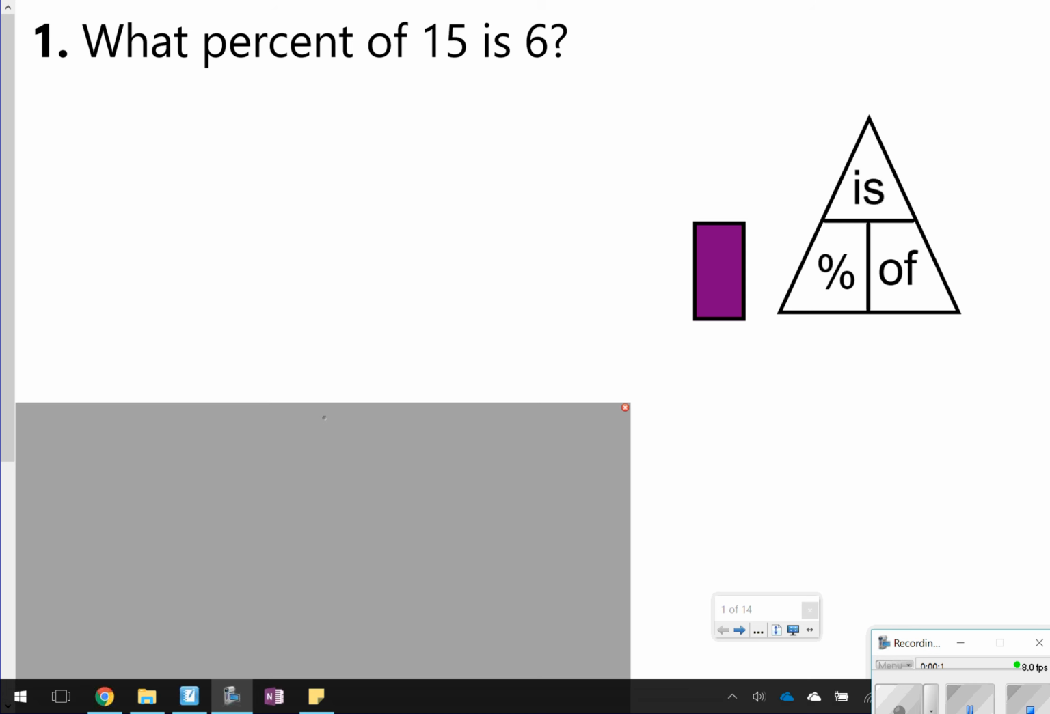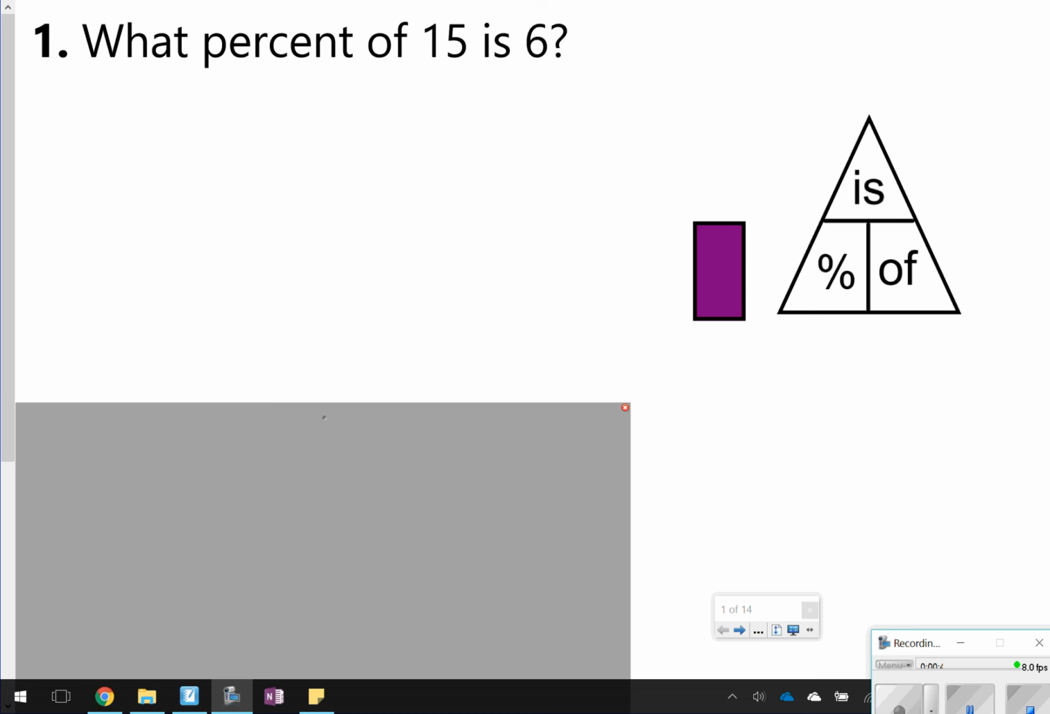So what it is: a triangle, and you separate the triangle into three portions. Is will be in the top portion, kind of like a food pyramid. The percent will be in the bottom left-hand corner, and of will be in the bottom right-hand corner. And this is another way that you can use to figure out if you're supposed to multiply or divide to find out percents, is, or of. So this is how it would work.